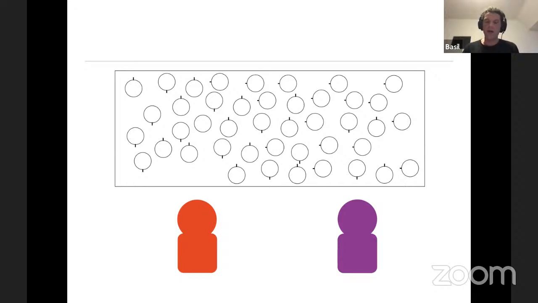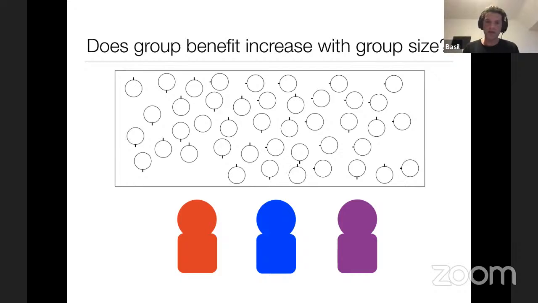What we were then interested in was what would happen if you increase the group size. So does the group benefit increase with group size? Do you get the same amount of benefit if you go from dyads to triads as when you go from an individual to a dyad? So we wanted to address now the triadic search case. We did this in the following experiment.